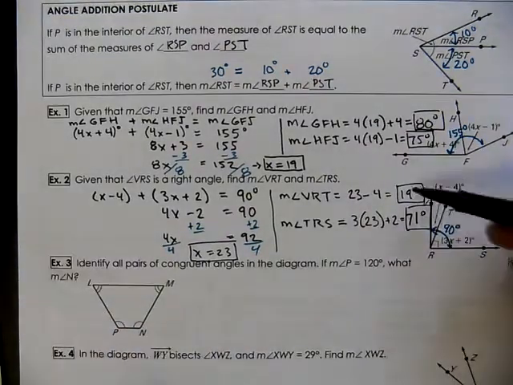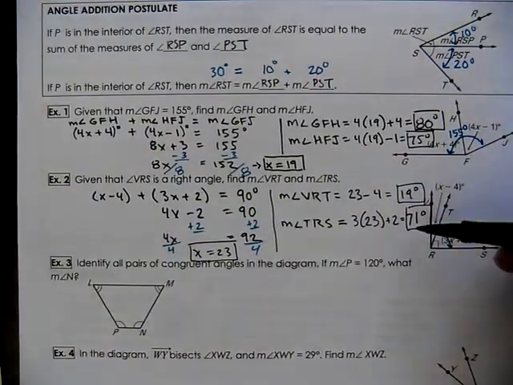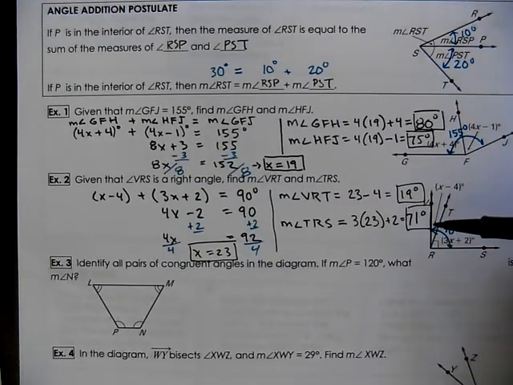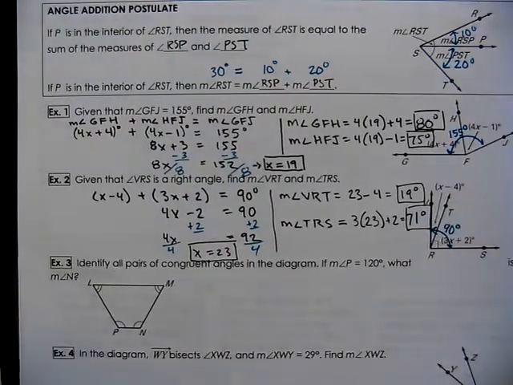So then do a quick check. Do they add up to 90 degrees? Because if they don't, that means we made a math mistake, and we'd have to go back and find that in our work. But they do add up to 90, so we're good.